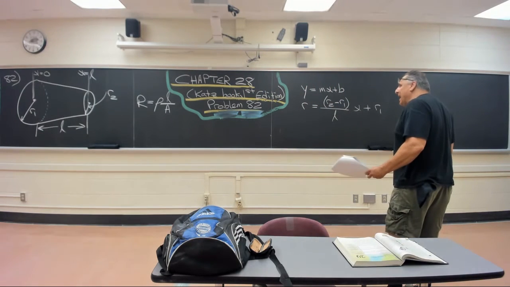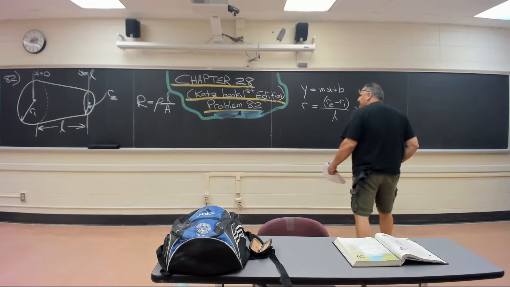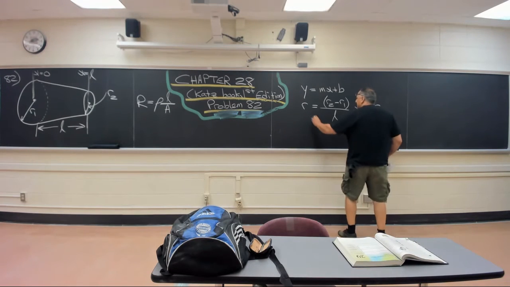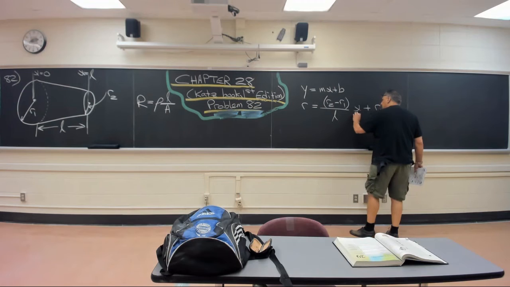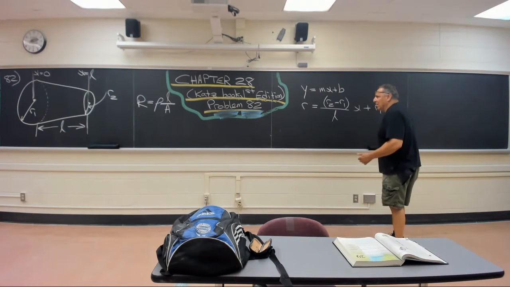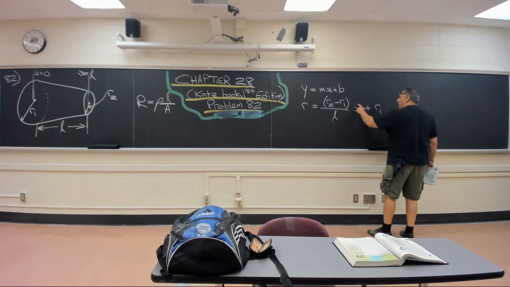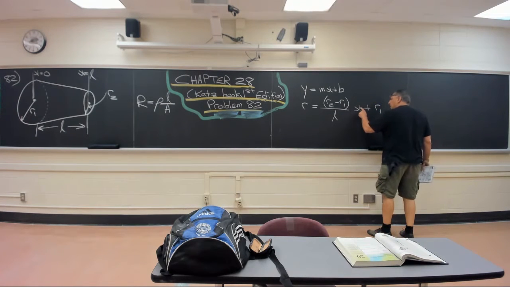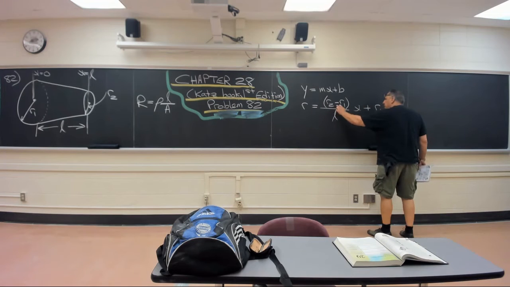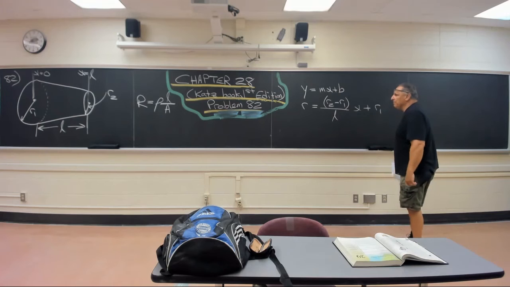Well, does it work from the get-go? Do you get a radius of R1? Does R become R1 when x is equal to 0? That's 0. Add R1 to it, you've got R1. A little more challenging is, do you get an R2 if x equals L? Put an L right here, and an L right here. L and L cancel. R2 minus R1 plus R1 is R2. Yeah, it works out.